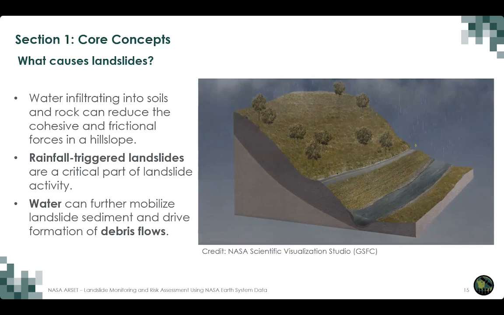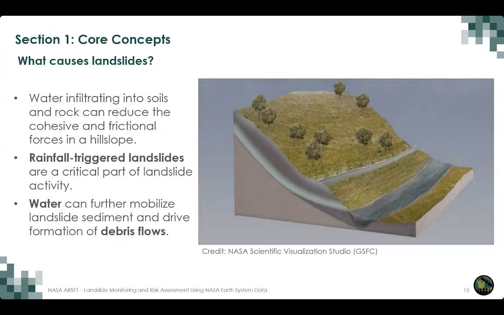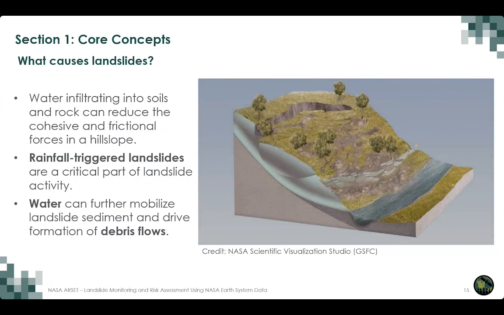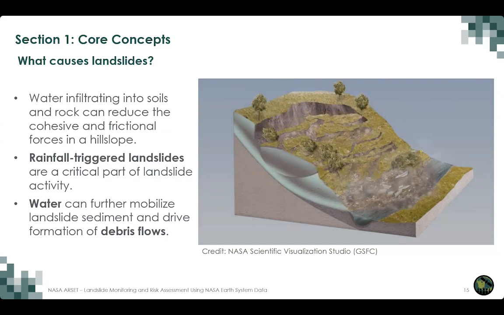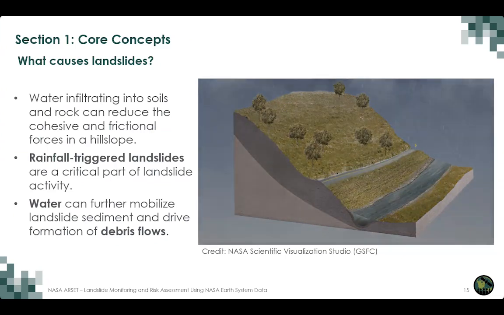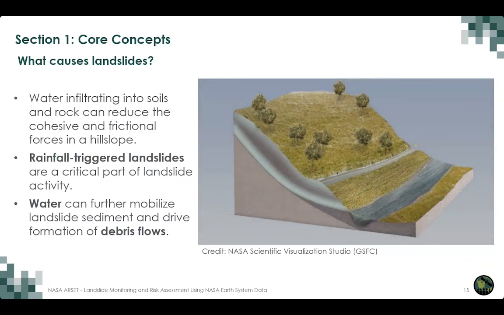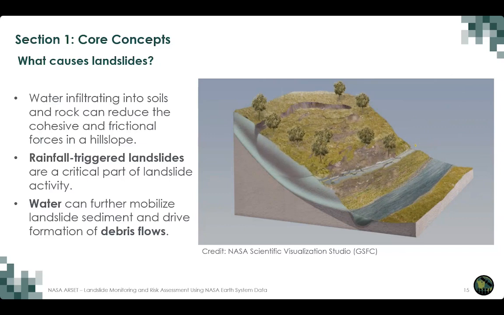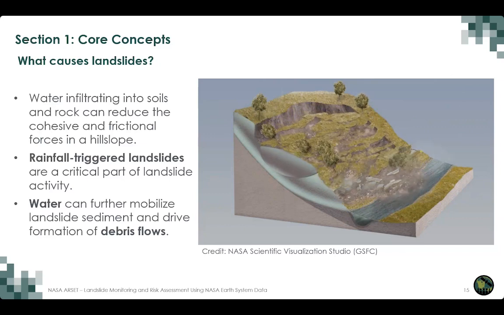So thinking about this in a general sense is easy enough, but we want to talk a little bit about the specific triggers that might be involved here. Water infiltrating into soils and rock can reduce the cohesive and frictional forces in a hill slope. As water infiltrates, it may reduce friction. It can change the overall buoyancy of the material and the weight of that material. It can also increase the weight of the overlying material that can then potentially fail.